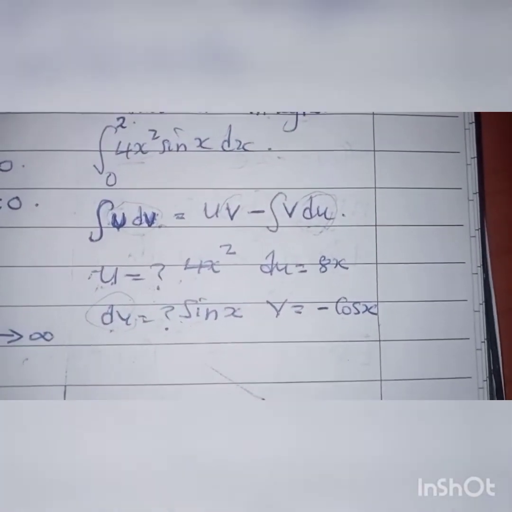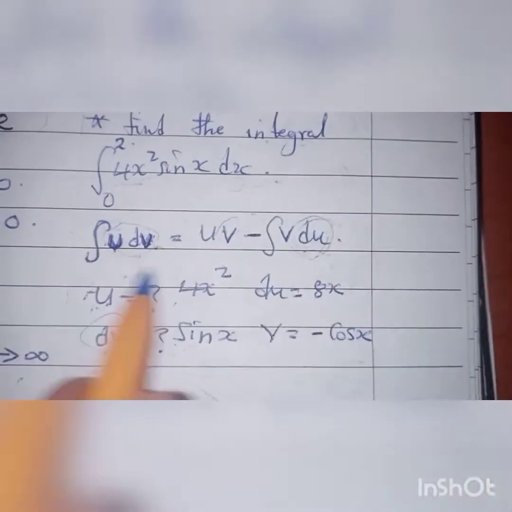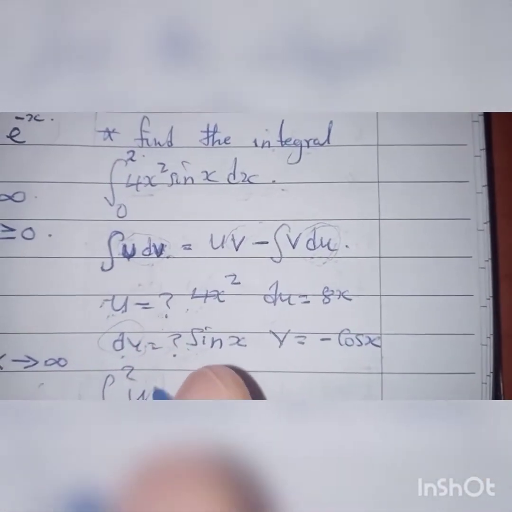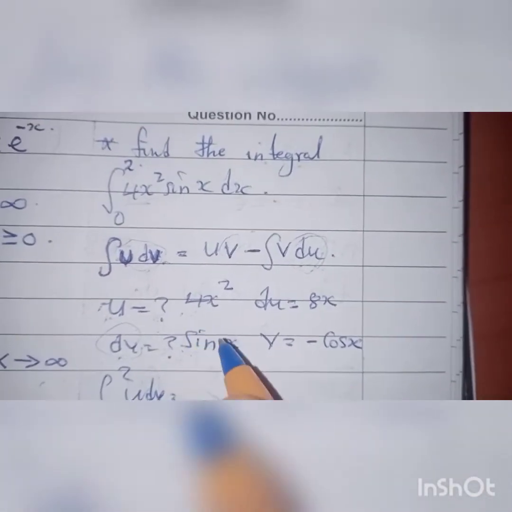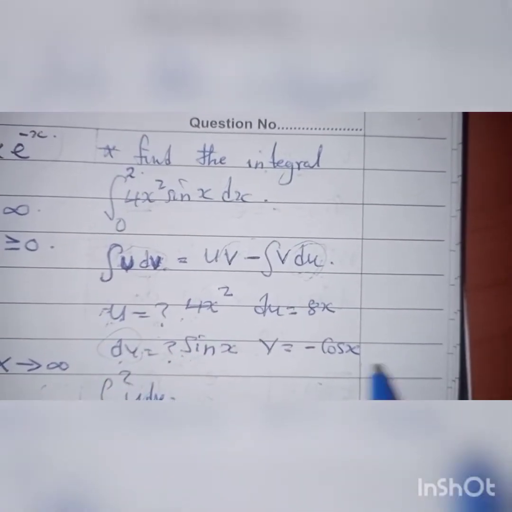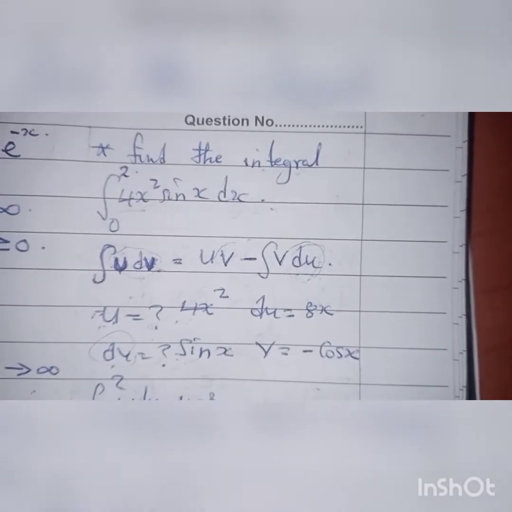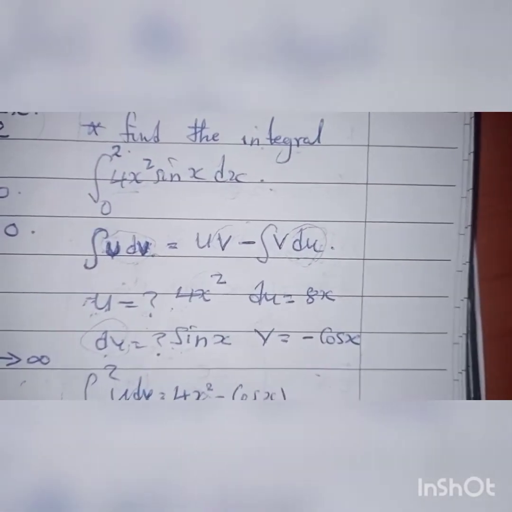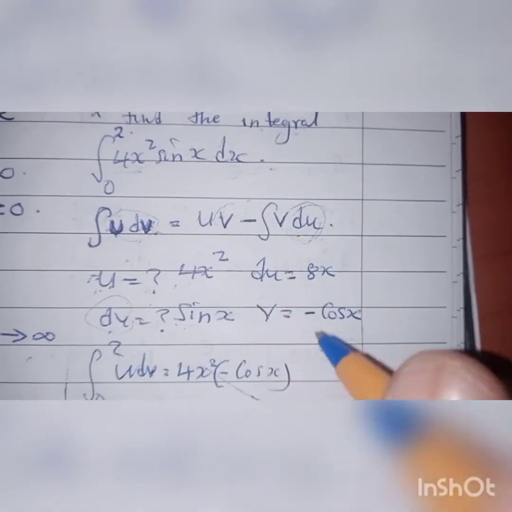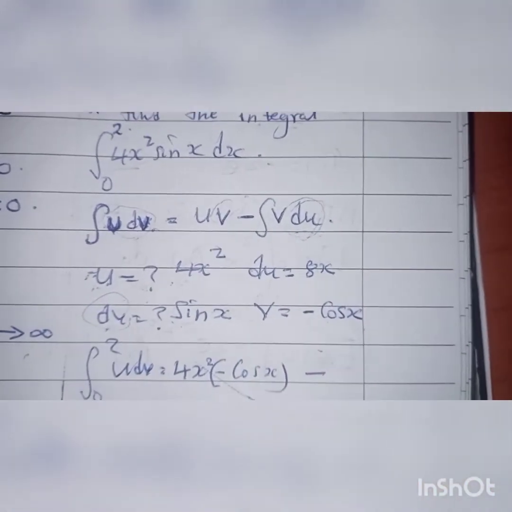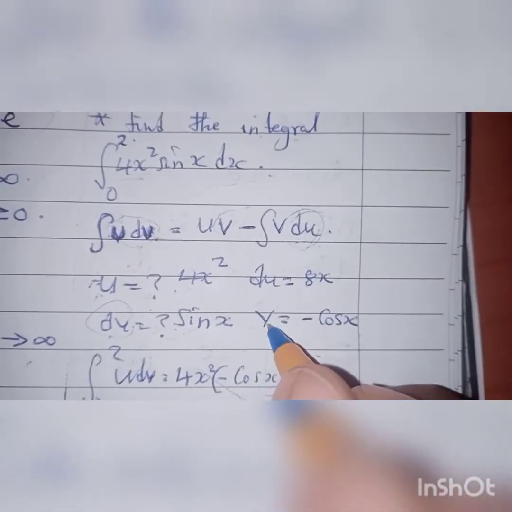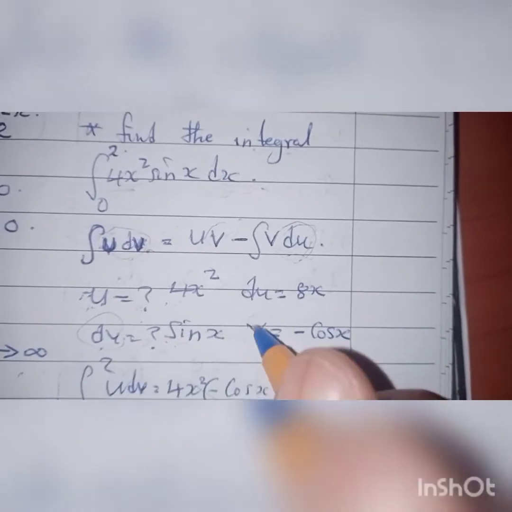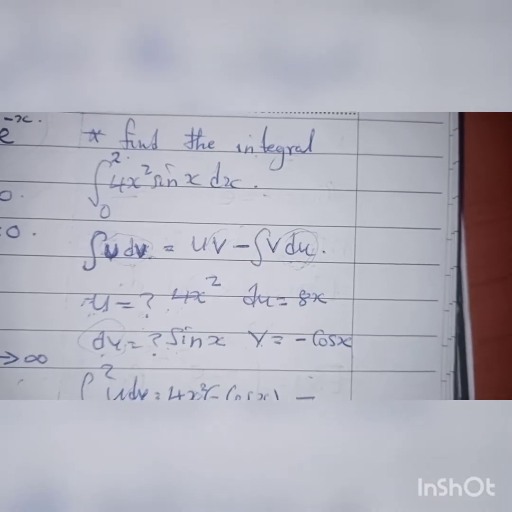Now, let's apply this to our question. The integral from 0 to 2 of u dv will be u times v. U is this one, v is this one. So it will be 4x squared multiplied by minus cos x. Then we minus the integral of v du, which is minus cos x multiplied by du, which is 8x.